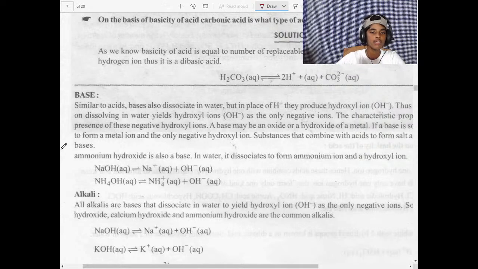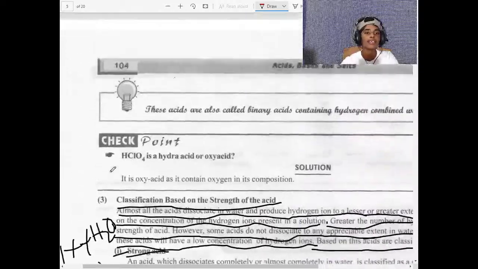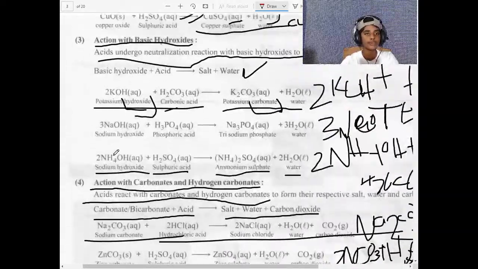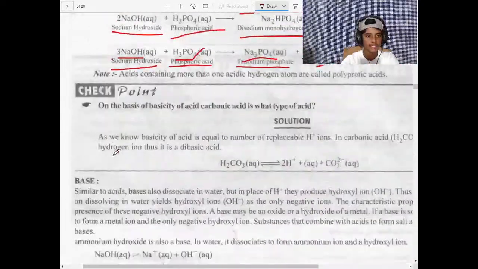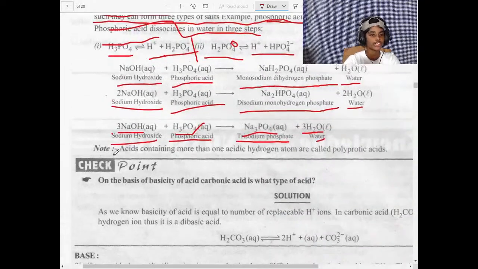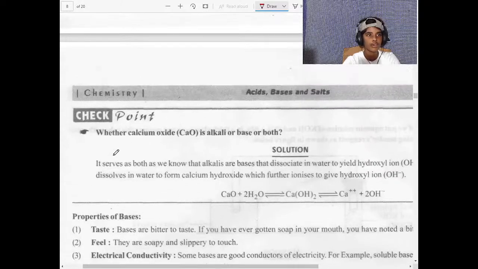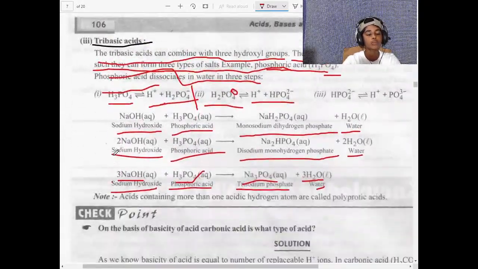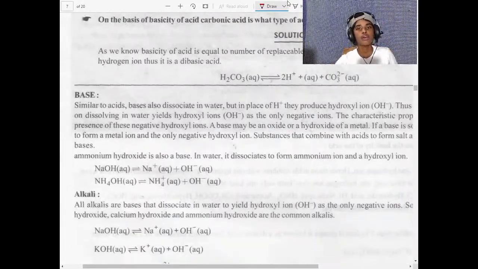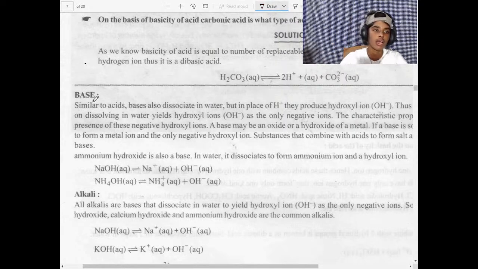And we will discuss some points in the base also. Acid is completed. We have totally discussed acids, and now we will discuss some points in bases. We have completed 6.5 pages. Next I will take the lecture.